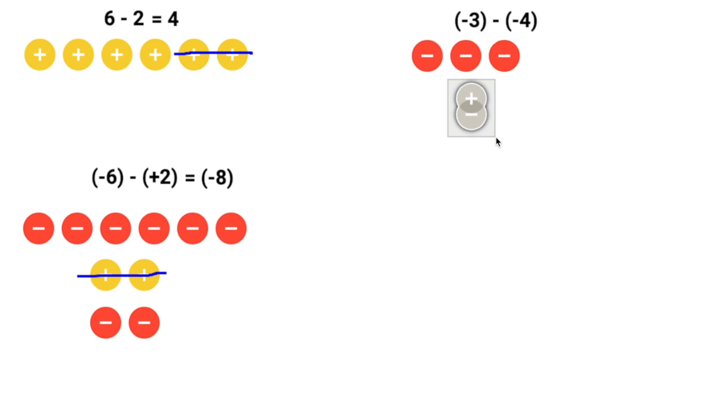Once I open the zero pair up, I can clearly see there are my 4 negatives. Once I cross those out to remove them or subtract them, it reveals what's left over, which is my 1 positive.